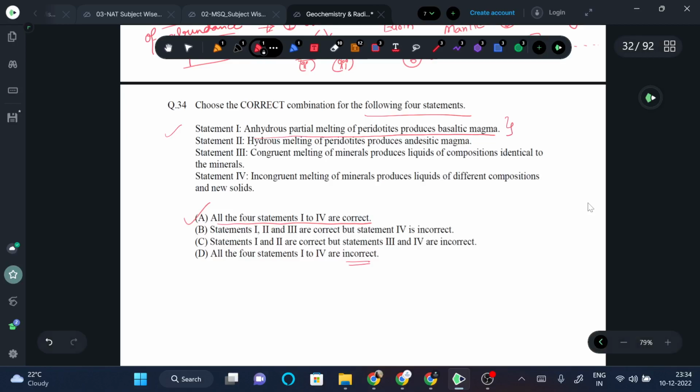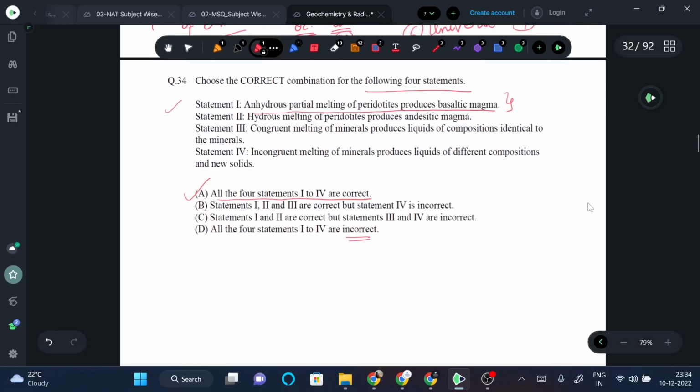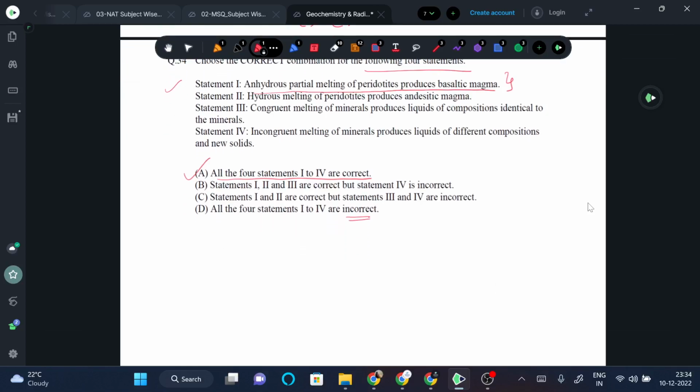Now, with this first statement, let's see. Anhydrous partial melting of peridotites produces basaltic magma. This is how basaltic magma is produced. That means the melting of peridotites will take place, but it will be an anhydrous melting. Anhydrous means it won't include water. So this is the basic production of basaltic magma, produced by anhydrous partial melting of peridotites.